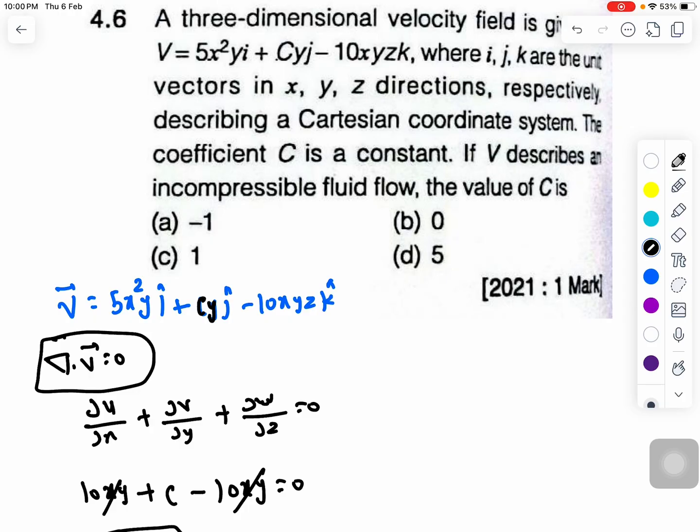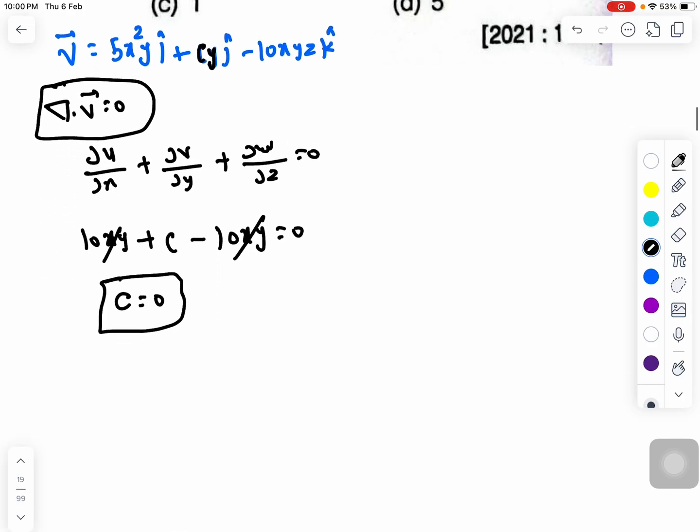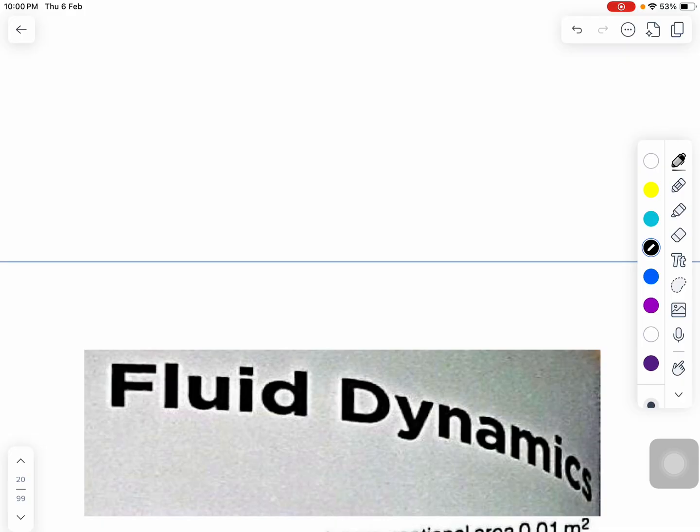Yeah, this is a really important topic, and this is a very fundamental topic. Okay, thank you, and see you in the next lecture where I'll be talking about fluid dynamics, right? That is a very important topic. Every year a 2 marks question is coming from fluid dynamics. This is a really important topic of fluid mechanics.